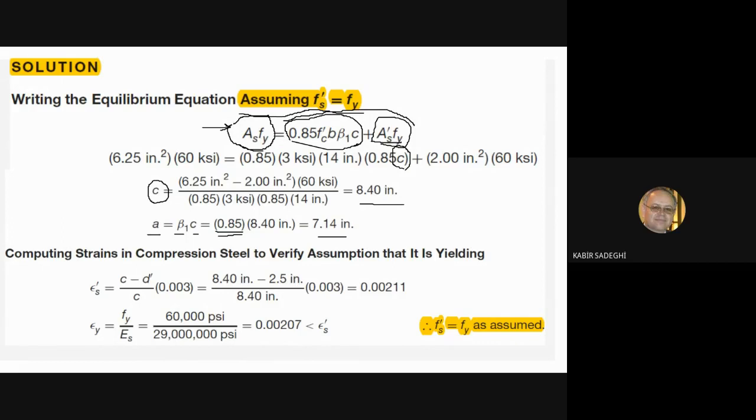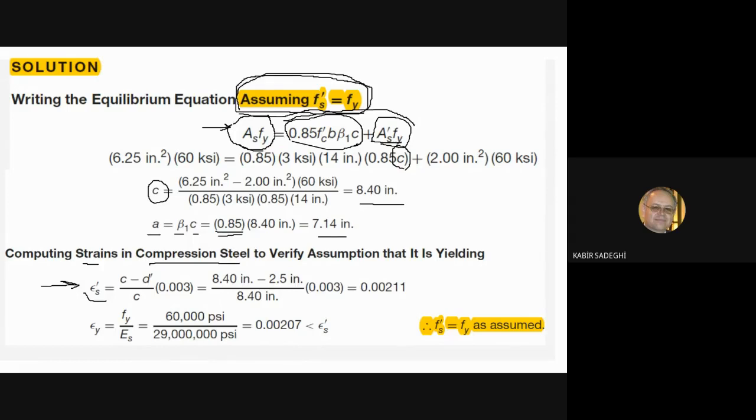Therefore, now we're computing the strain in compression steel. Calculate epsilon prime S. Why? To check our assumption. What was the assumption? The assumption was the compression steel is yielded. We should verify that.